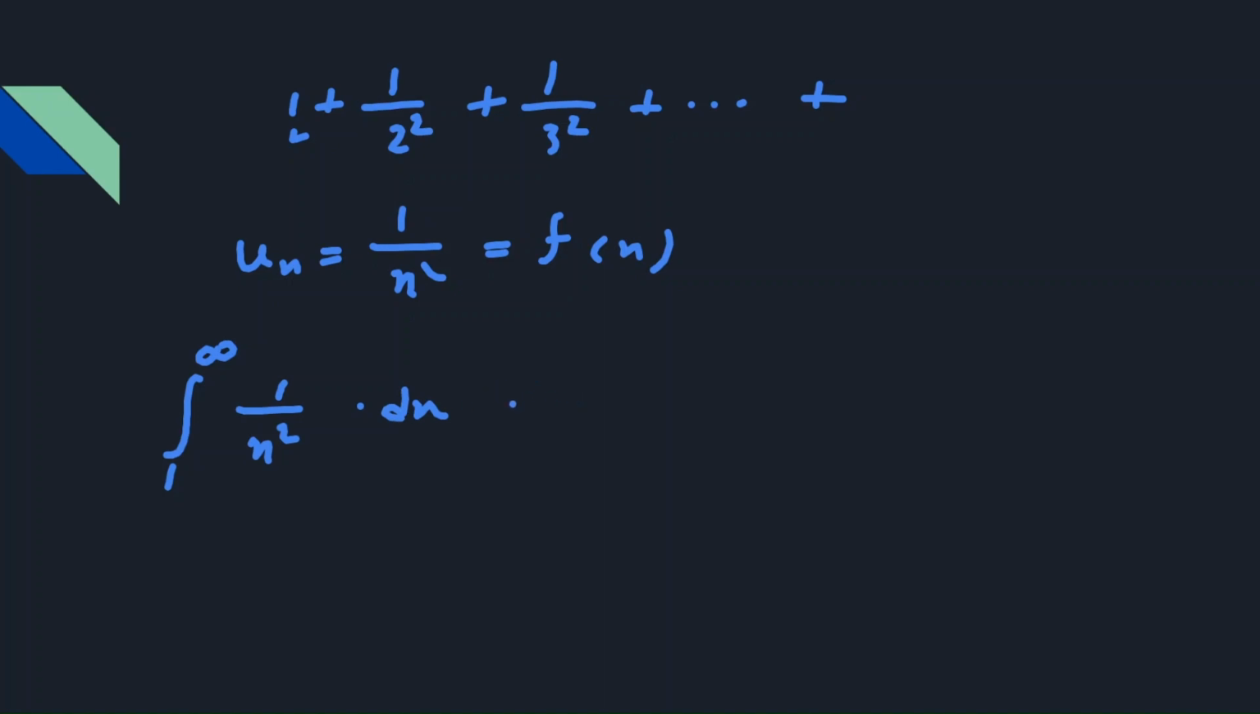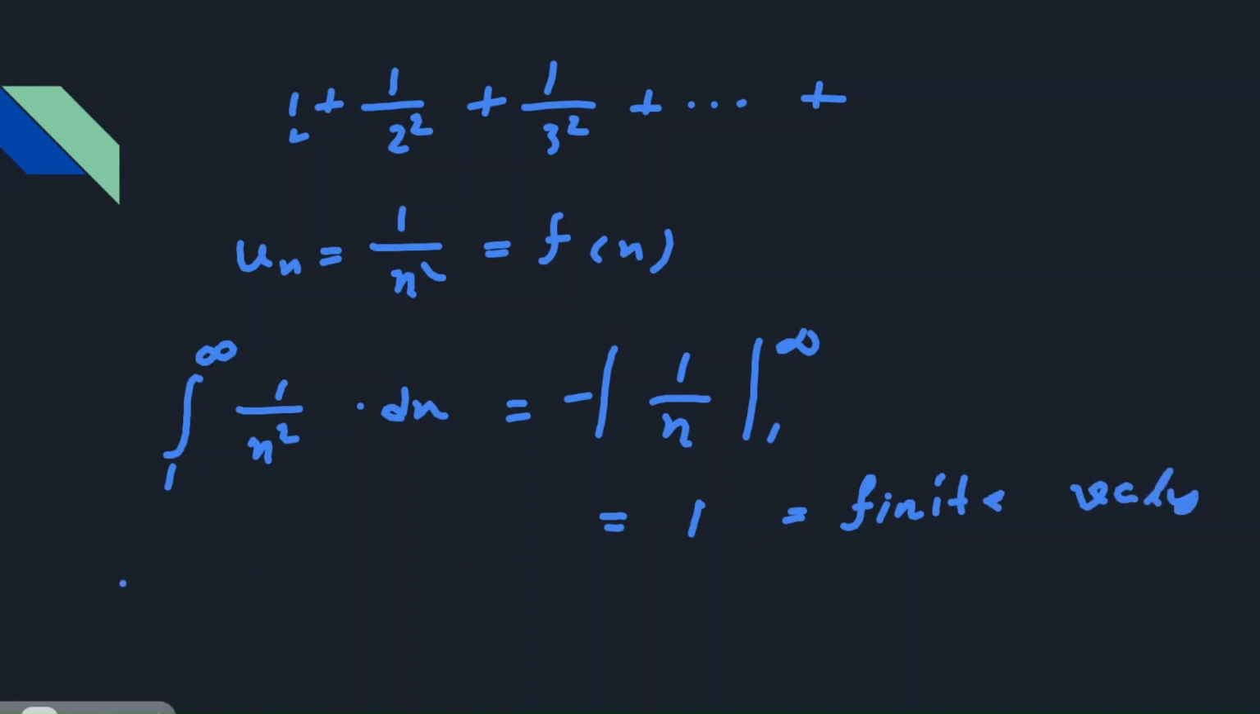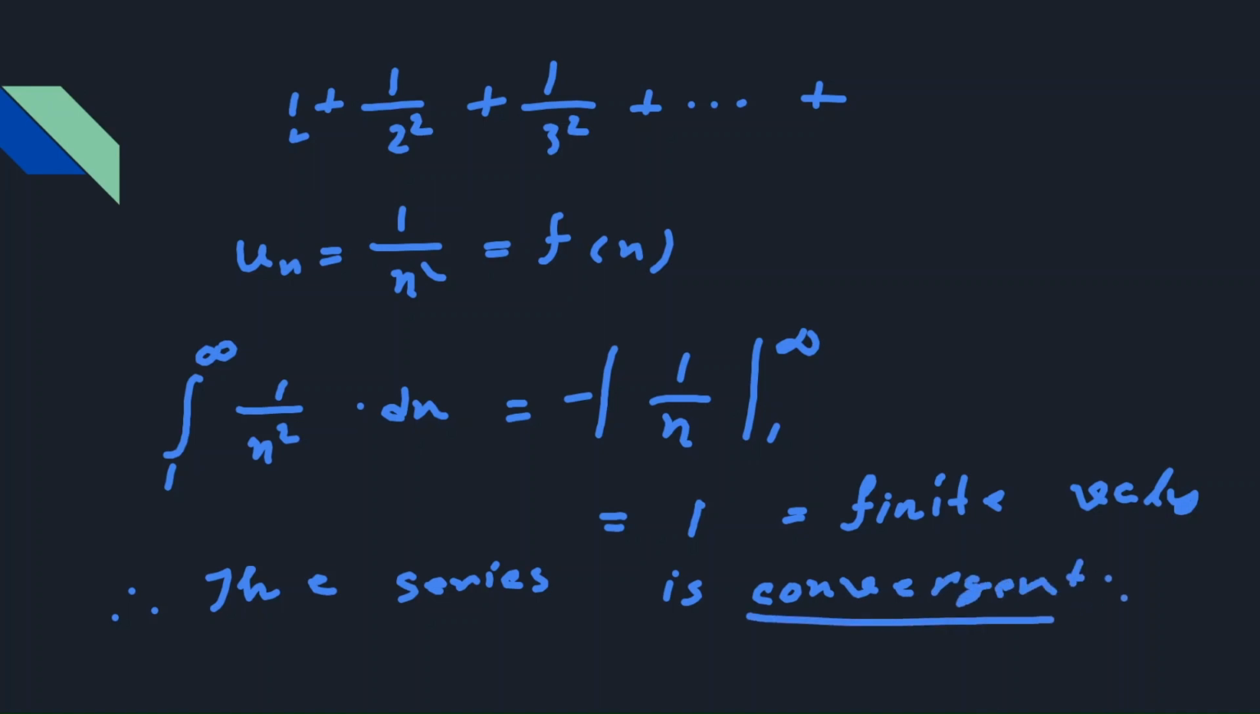What will be the value of this term, the integral of 1 by n square dn? The value of this integral is minus 1 by n, from 1 to infinity. The value of 1 by infinity is 0, so the total will be 1. It has a finite value. As it is a finite value, we can say that, therefore, the series is convergent.